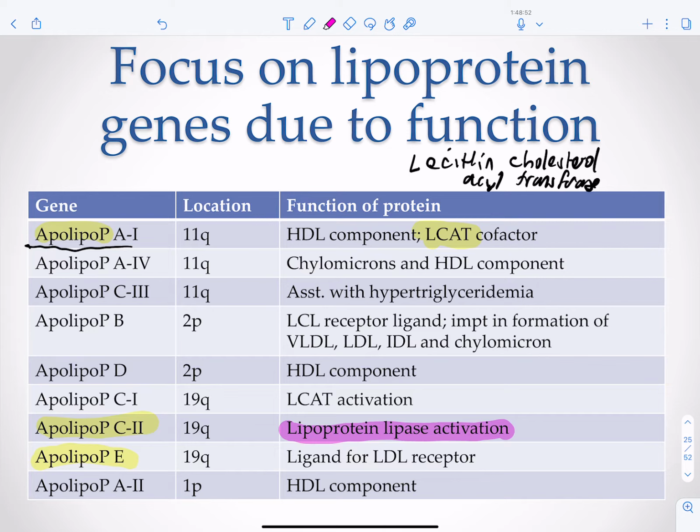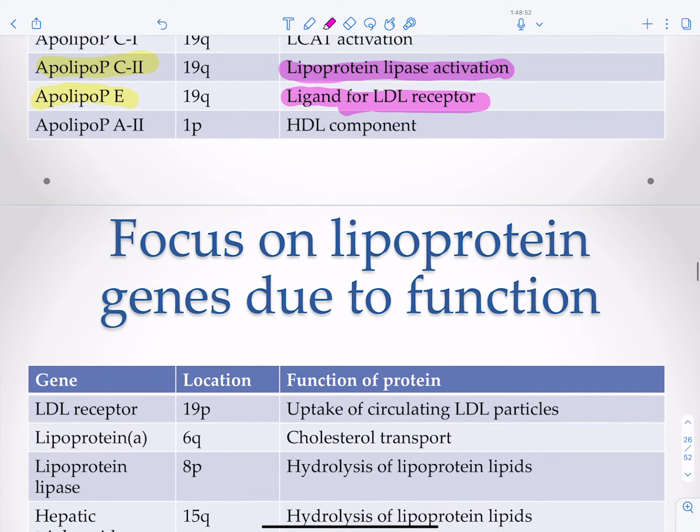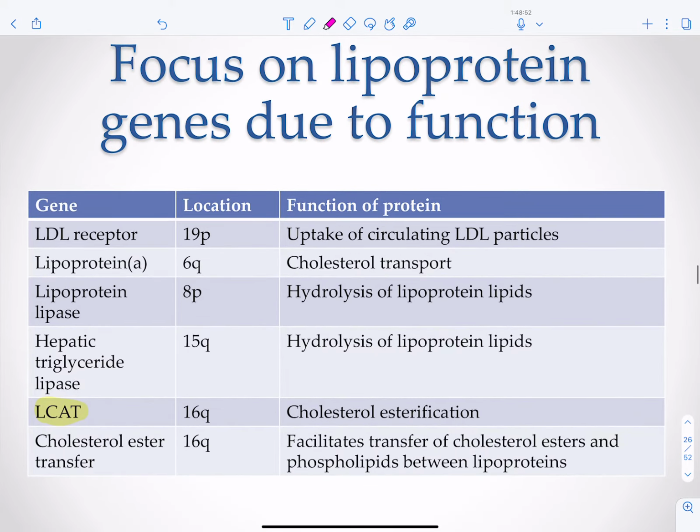Apolipoprotein E is a ligand for LDL receptor. And again, it goes back to these particles needing to be retaken up by the liver so that they don't accumulate in the bloodstream. And if you have a defect of your apolipoprotein E, it cannot bind to the low-density lipoprotein receptor on your liver, and that particle will not be removed from the blood as efficiently. So there are many different lipoproteins that can potentially be affected.